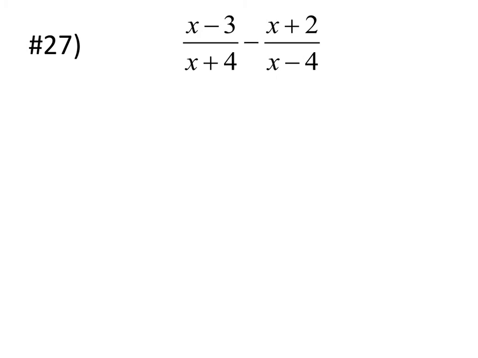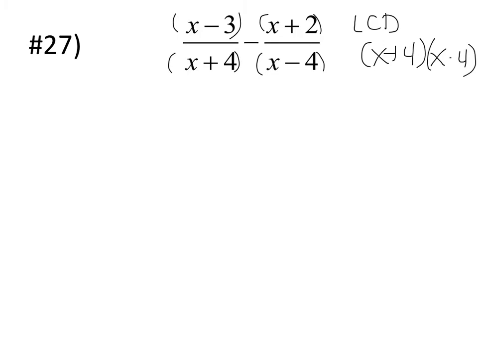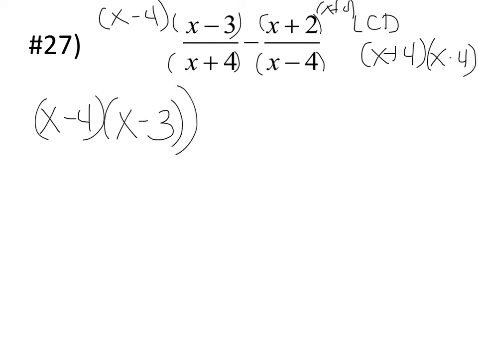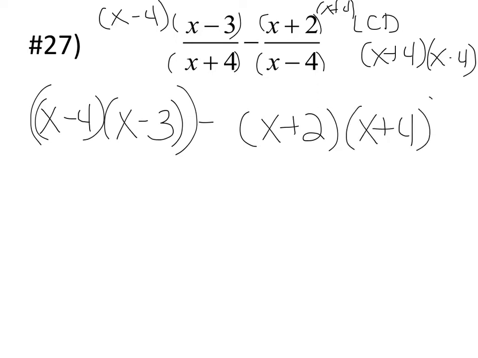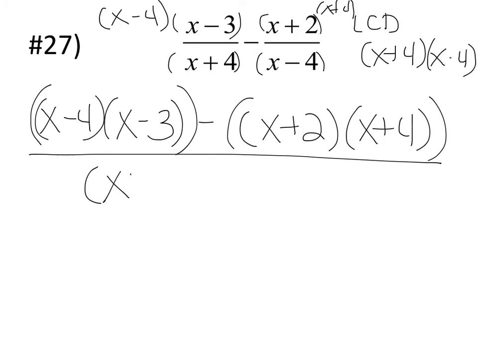Okay, so for this LCD, first off I'm going to put parentheses around everything so I don't get confused. For this LCD, I need an x plus 4, and then I need an x minus 4. So what is this denominator missing? It's missing an x minus 4. So I'm going to do an x minus 4 here. And then what is this denominator missing? It's missing an x plus 4. So I'm going to put an x plus 4 here. So I need x minus 4 times x minus 3, all minus x plus 2 times x plus 4. And this is all going to be over our common denominator of x plus 4 times x minus 4.